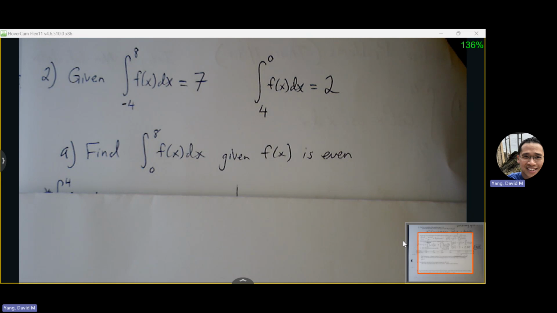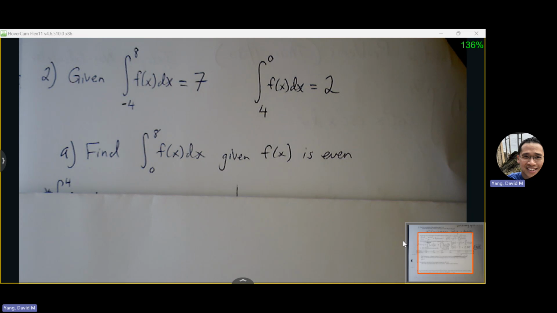Now we can focus on the larger interval. From -4 to 8 equals 7. Don't create a big overlap. You know that these are already set in stone. We don't want to be changing or adding to this region here. This region is already set. We just know that these regions will add up to be 7.